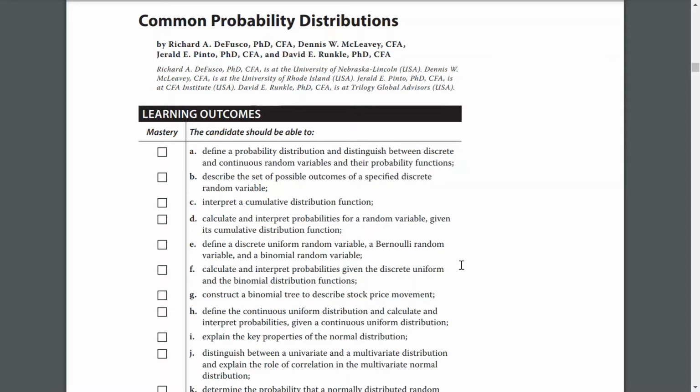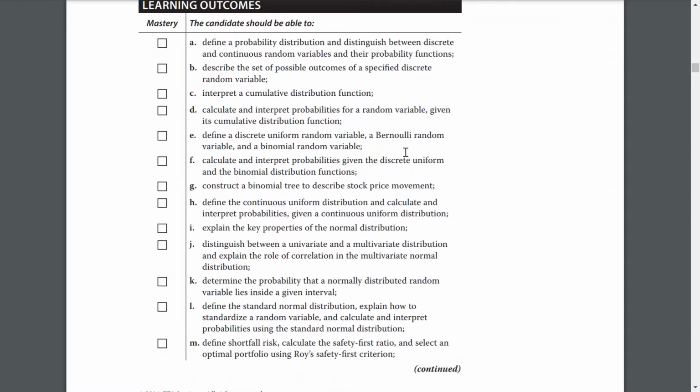Define a discrete uniform random variable, Bernoulli random variable, and binomial random variable. Calculate and interpret probabilities given the discrete uniform and the binomial distribution functions. Construct a binomial tree and describe stock price movements. Define the continuous uniform distribution and calculate and interpret probabilities given a continuous uniform distribution. Explain the key properties of a normal distribution. Distinguish between a univariate and multivariate distribution, and explain the role of correlation in the multivariate normal distribution.